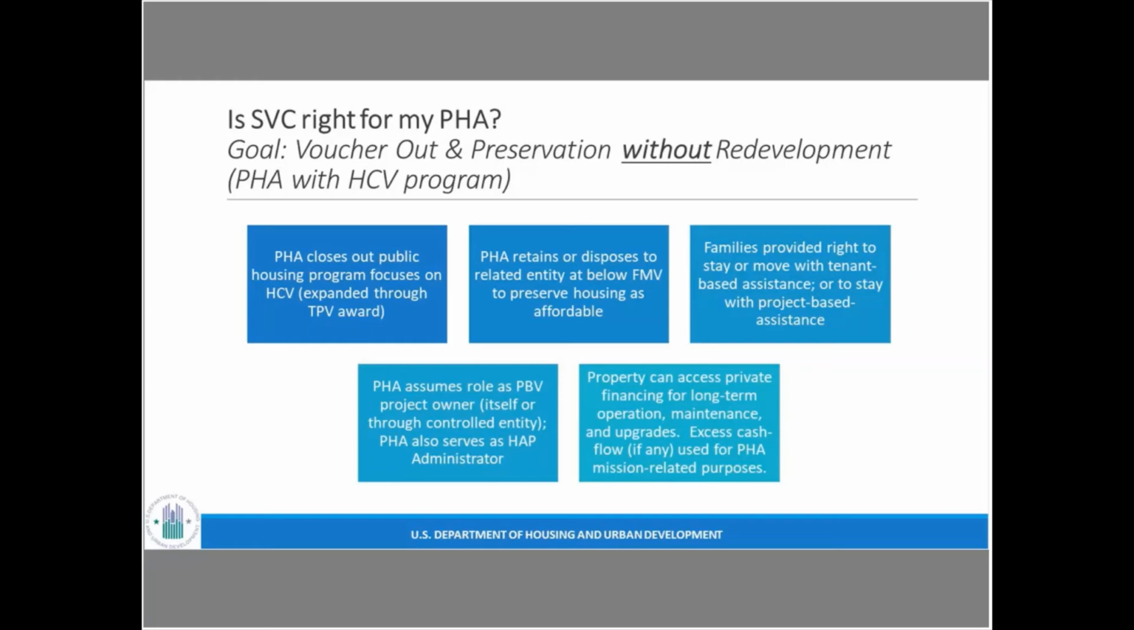And again, this kind of plan could be in the best interest of the housing authority, the residents, and the community, because the property can now access private financing for long-term operation, maintenance, and upgrades. If there's excess cash flow, the housing authority can use it to expand and further its other mission-related affordable housing purposes, whether that means acquiring, building, developing, resident services, lots of flexibility and potentials there.